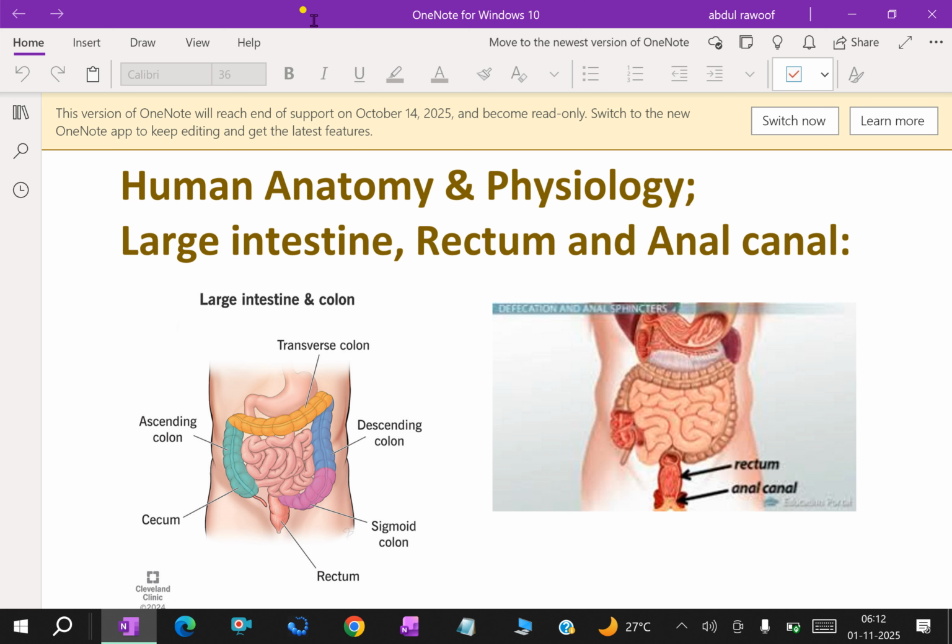Constituents of feces. The feces consist of a semi-solid brown mass. The brown color is due to the presence of stercobilin. Even though the absorption of water takes place in the small and large intestines, water still makes up about 60 to 70% of the weight of the feces.